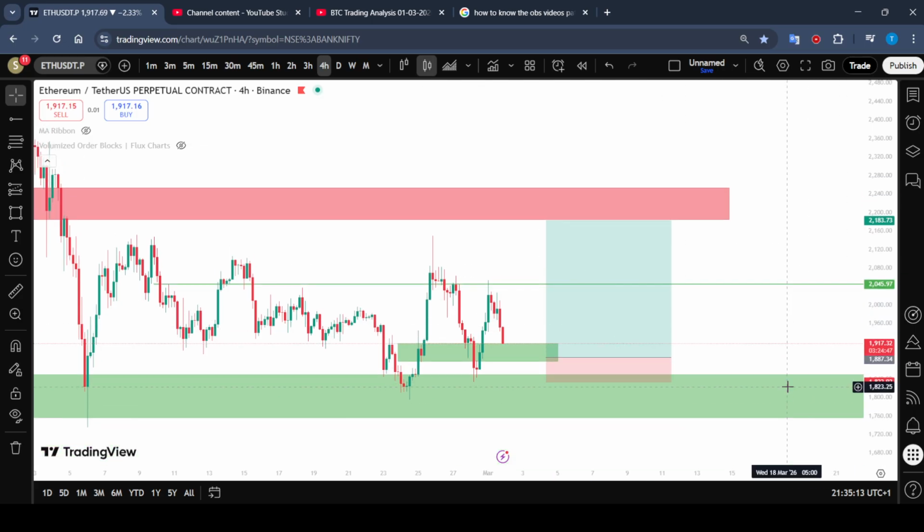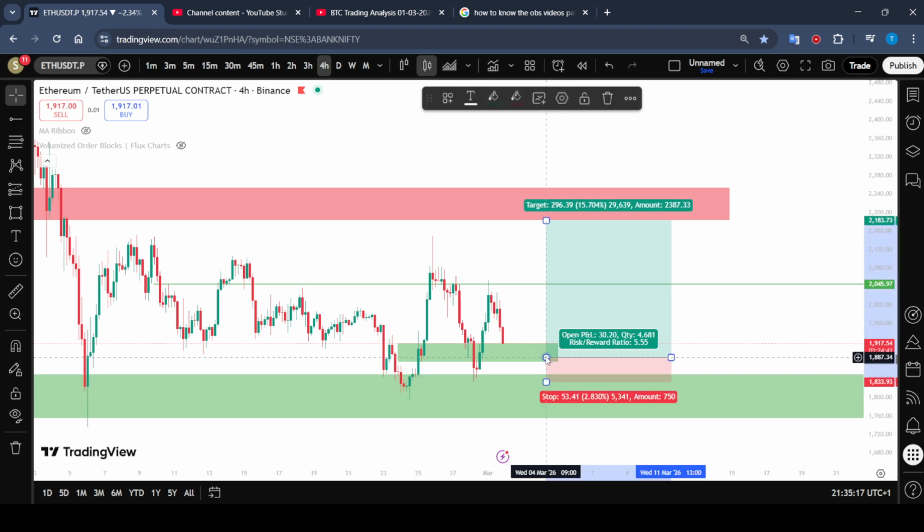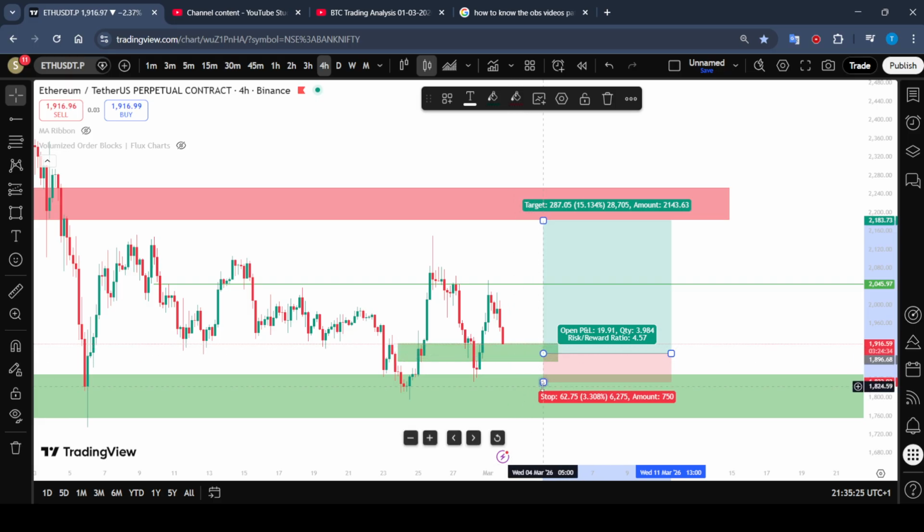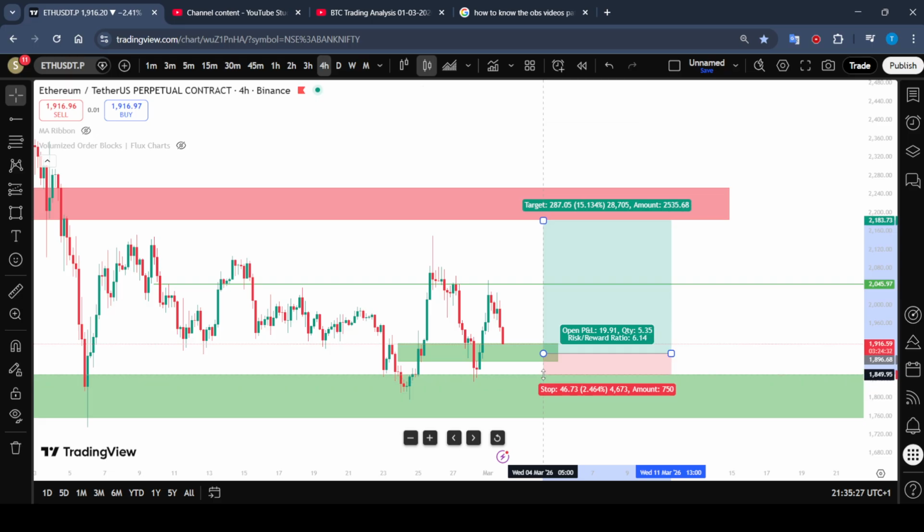But is it okay to take the trade immediately? I would say no. The market should come here. It should show the momentum towards upside. Then only you should take the trade here, and you should have a tight stop loss, and you should book the trade at 2150 to 2200.